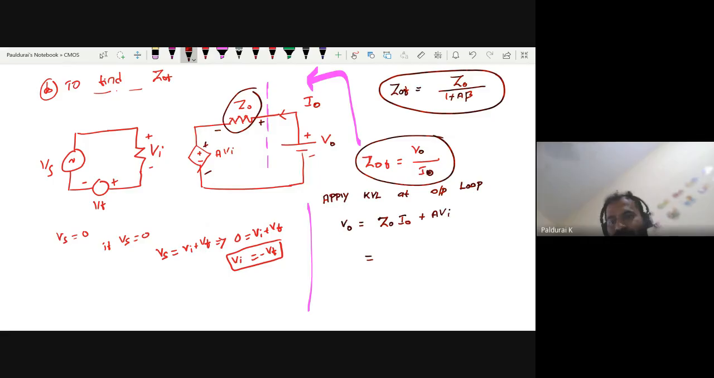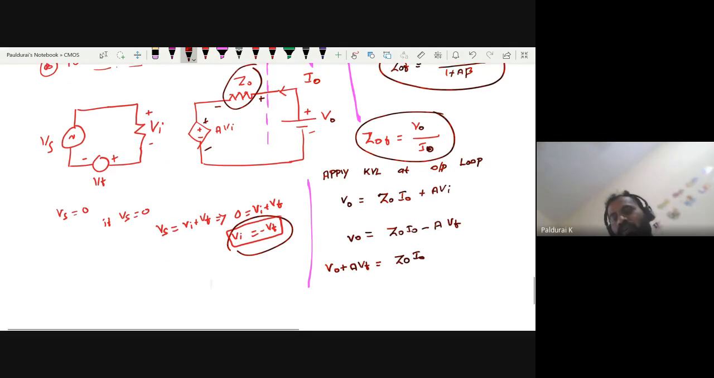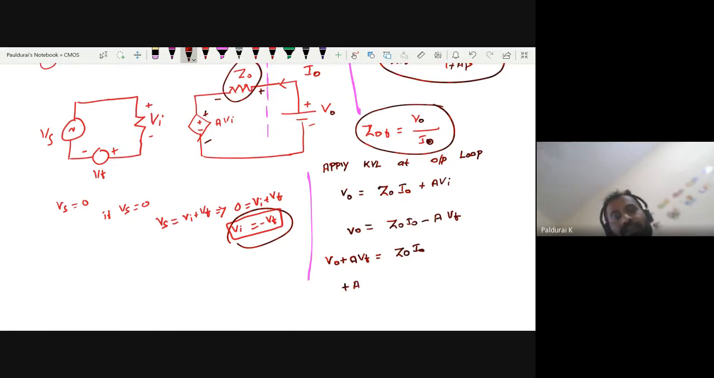Any idea? So this is Z_O Io plus A times what is Vi? Where Vi equal to minus Vf. So it becomes minus Vf. This is my Vf. Now bring that minus Vf to the left hand side. It becomes A times Vf equals Z_O Io. Where you know what is Vf? What is the formula for Vf? It is beta times Vout.